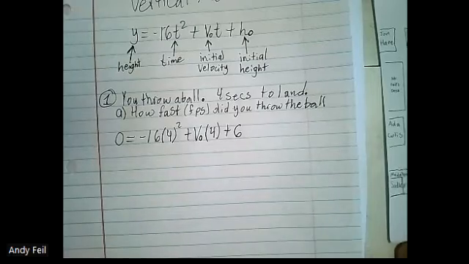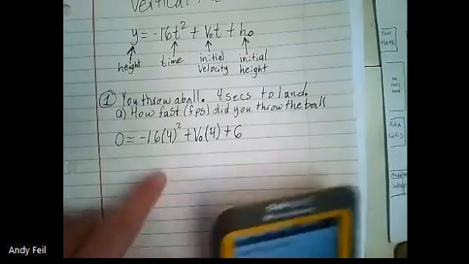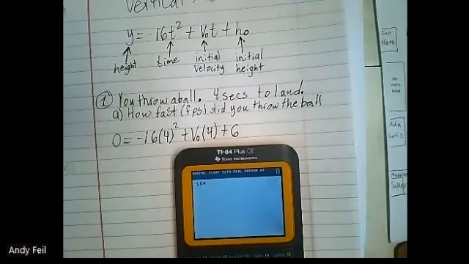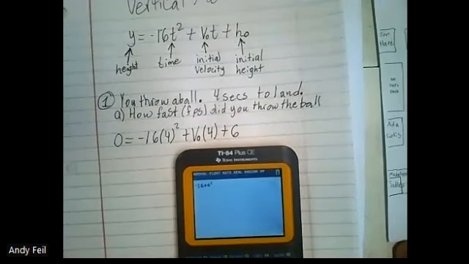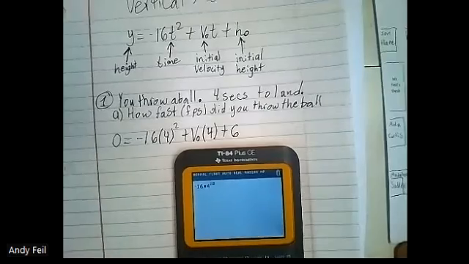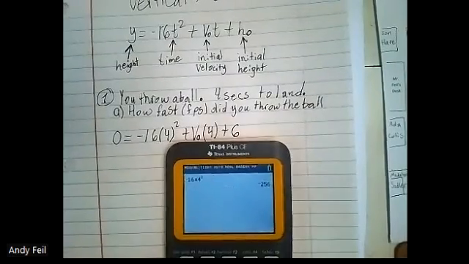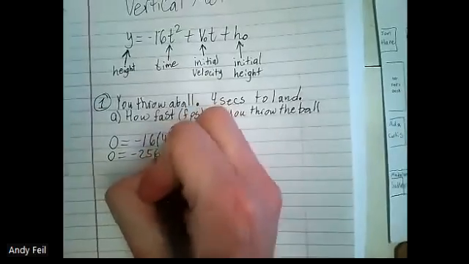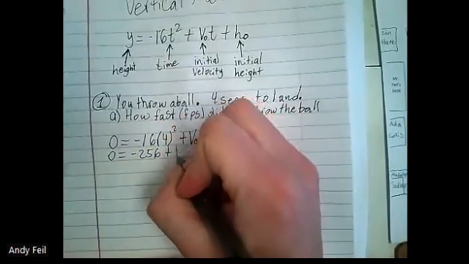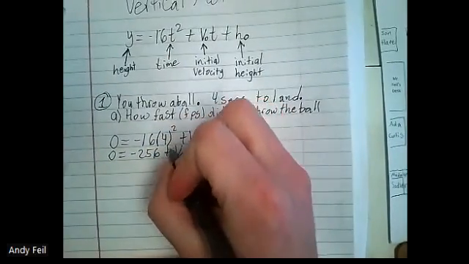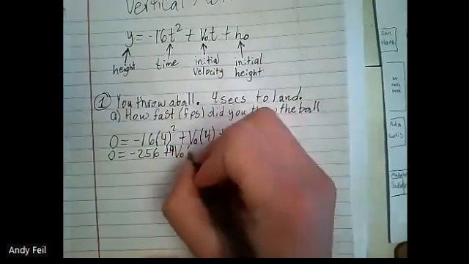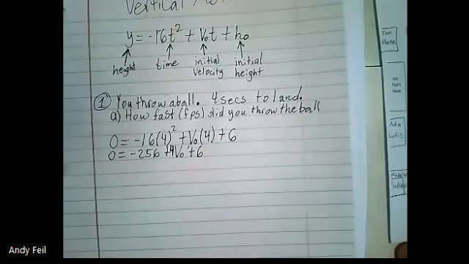Solve it. So we have to simplify, right? Type this into your calculator: -16 times 4 squared. What does that come out to? -256. So we have 0 equals -256 plus V sub O, and I'm going to write the 4 out front. Can I do that? Yes, because it's just multiplying. You can flip-flop multiplication, can't you?